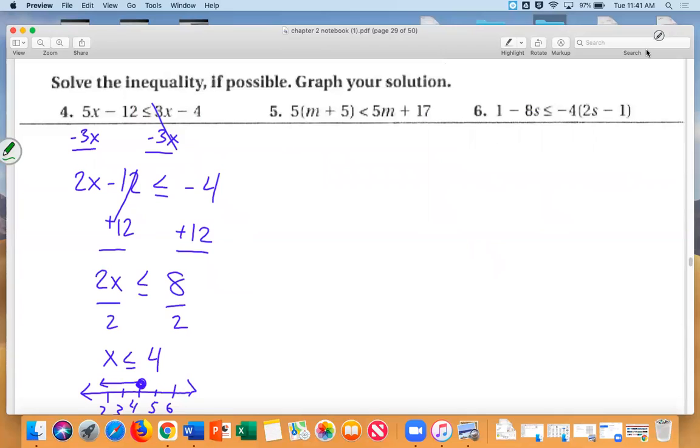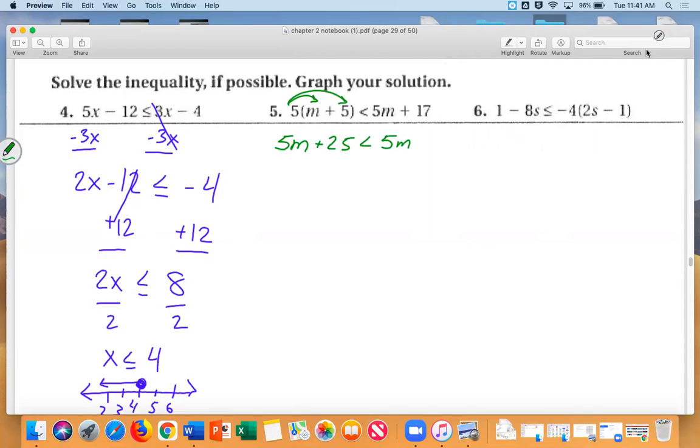Mike. Mike, what would you want to do with number 5? Subtract 5. Subtract? What do we want to try and get rid of first here? Do 5m and then 5 plus 5. Close. We're going to do the 5 times m and the 5 times 5. I think you said plus. Yeah, I said that. Okay. So we have 5 times m, that's 5m, and 5 times 5 is 25.